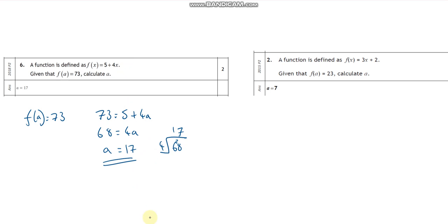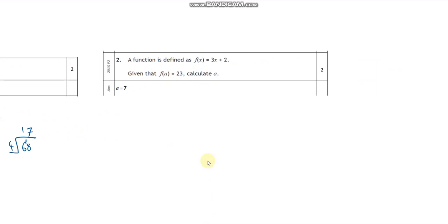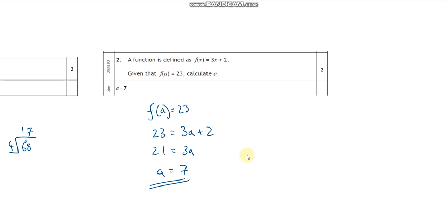Okay, don't be scared to do a little bit of working on the side. In the heat of the exam, very easy to make a little mistake, so that's fine. Same again, f of a, so they love a, don't they? So if we say f of a is 23, well, I know my output is 23. I'm saying the output is 23 when I put a in place of x. Take away 2 from both sides, divide by 3, so a is equal to 7.